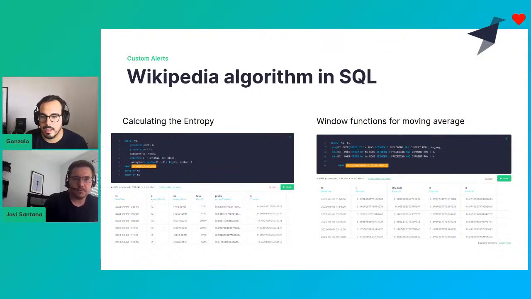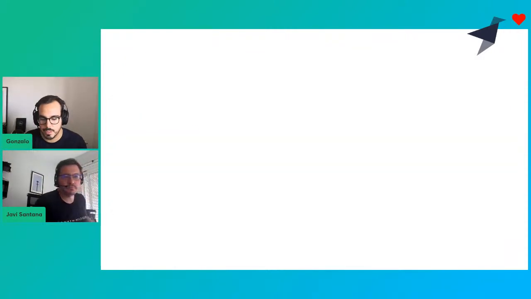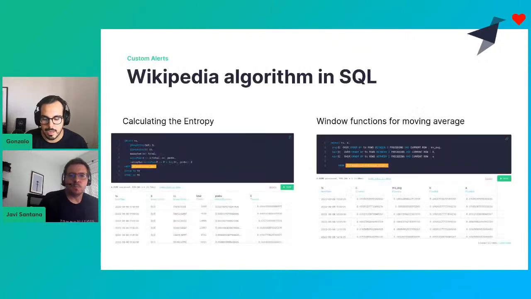And just a sneak peek of this, we will post it in the repo and you will be able to test it. But it was just, say, one node calculating the entropy and then using some window functions to get the moving average. And I think that was it.